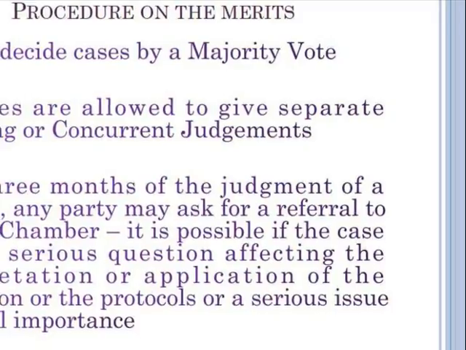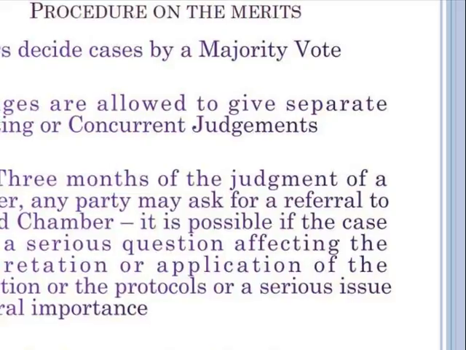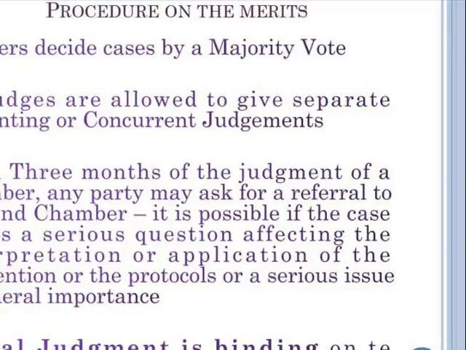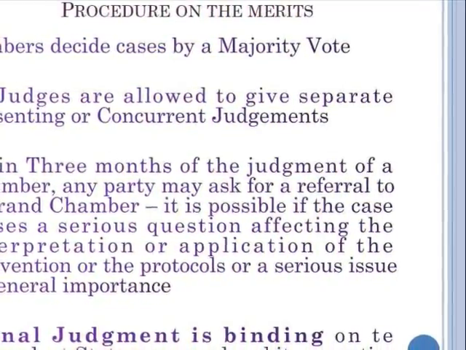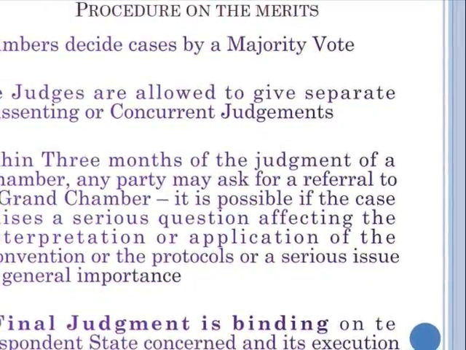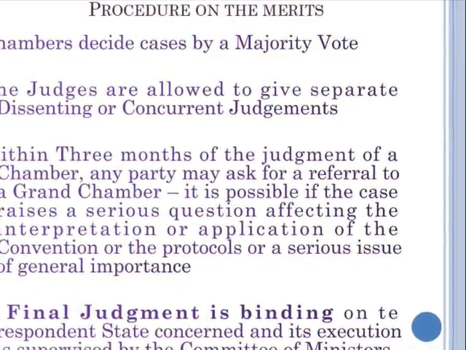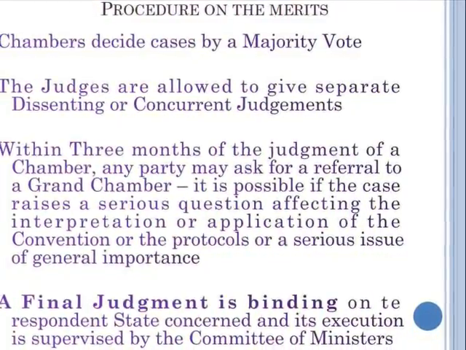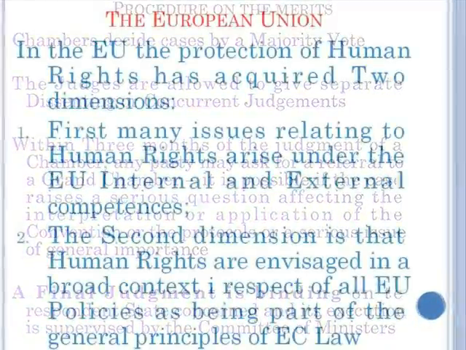The procedure on the merits: the chamber decides cases by majority vote. The judges are allowed to give separate, dissenting or concurring judgments within 3 months of the judgment of the chamber. Any party may ask for referral to a grand chamber. It is possible if the case raises a serious question affecting the interpretation or application of the convention or the protocols, or a serious issue of general importance. The final judgment is binding on the respondent state concerned and its execution is supervised by the Committee of Ministers.